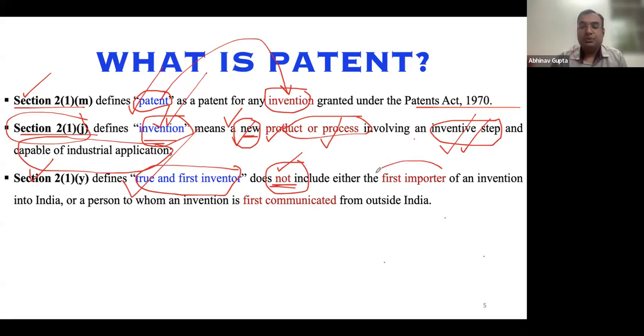So a person who is for the first time importing the invention into India, or the person to whom for the first time the invention was communicated in India, will not be considered as true and first inventor. So the person who is importing or the person to whom the invention was communicated in India will not be considered as true and first inventor.